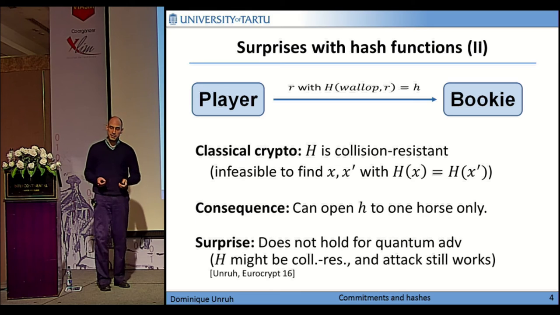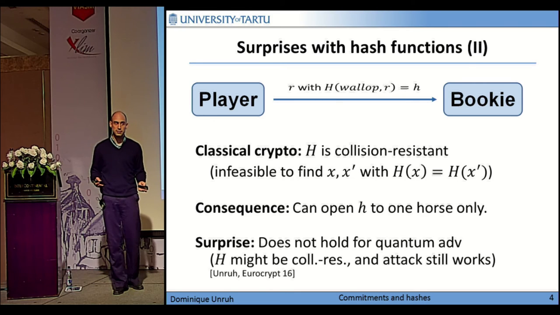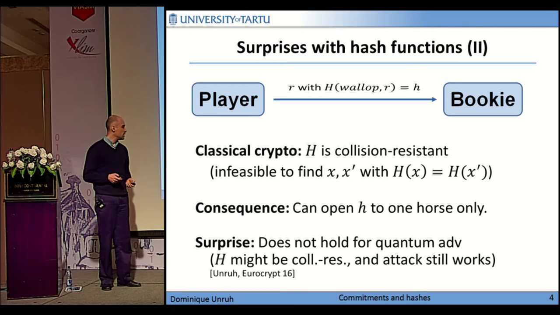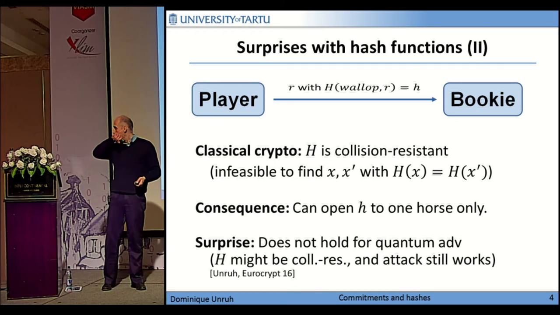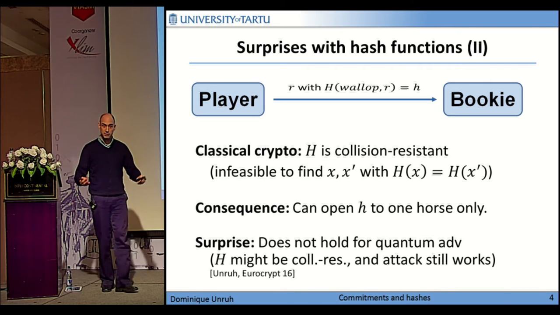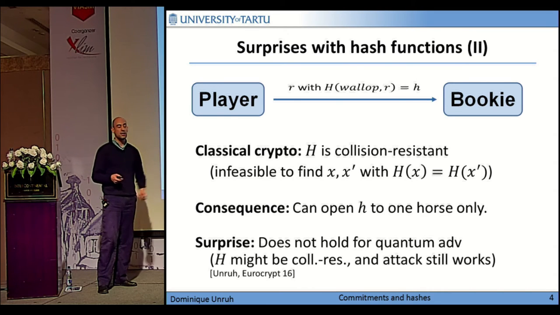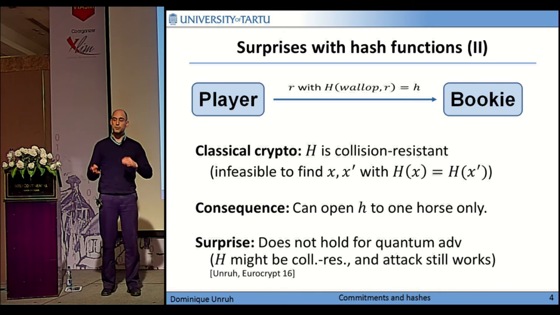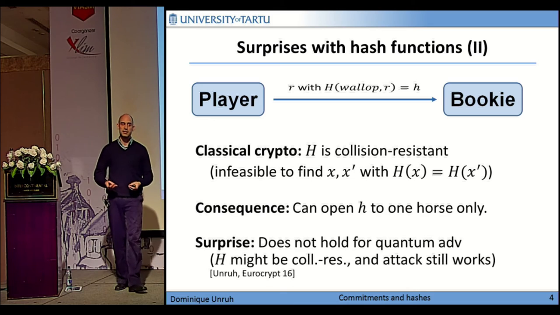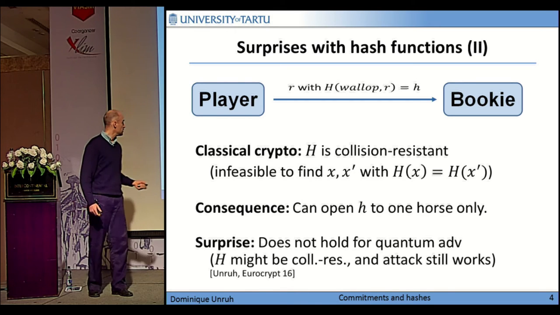In the quantum setting, so if the adversary potentially has a quantum computer, this reasoning does not hold. So it could be that H is collision resistant, even collision resistant against quantum adversaries, but still it is possible that the player unveils to any horse he pleases, at least relative to some rather artificial oracles. Such a hash function has been explicitly constructed in prior work.